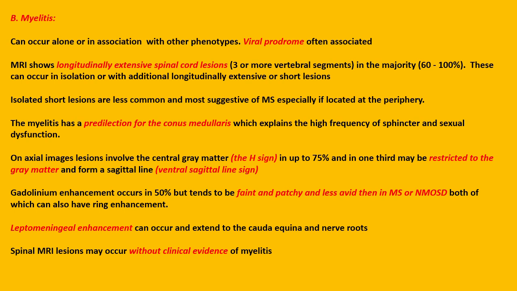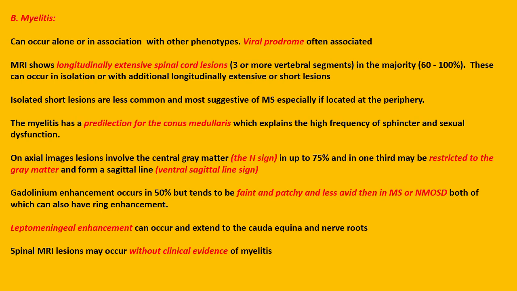Another feature of MOGAD is B. Myelitis. This can occur alone or in association with other phenotypes. Viral prodrome is often associated. MRI shows longitudinally extensive spinal cord lesions in the majority. These can occur in isolation or with additional longitudinally extensive or short lesions. Isolated short lesions are less common and most suggestive of MS.